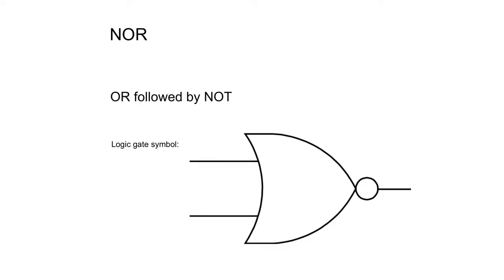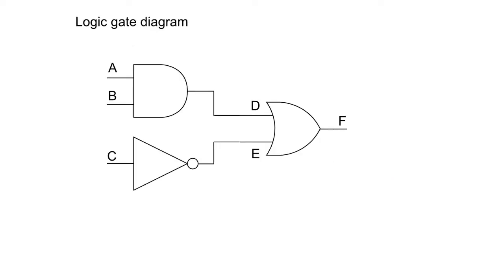A NOR, that's OR followed by NOT, looks like this. And of course, we've got the little symbol indicating a NOT. So these symbols can be joined together to create what are known as logic gate diagrams.